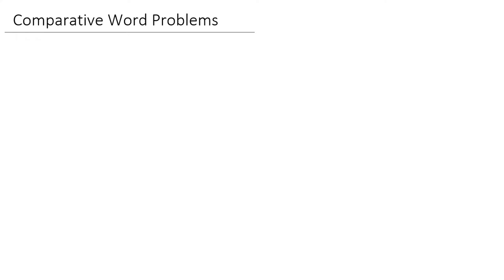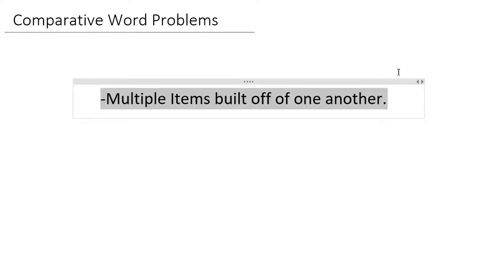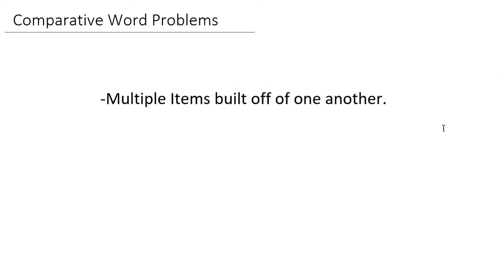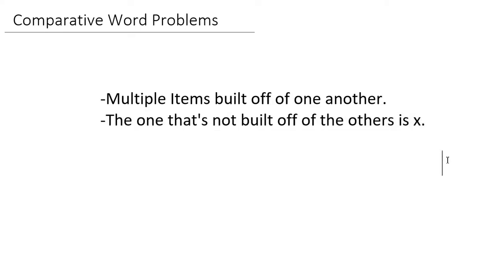Right now we're talking about comparative word problems. These are questions where you have multiple items built off of one another. And in these questions, the big tip is that the one that's not built off the others is x. So out of the items, one of them will not be built off of the others, and all the others will be built off of that one, and that is our x.